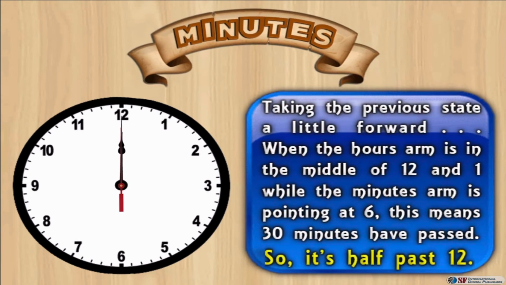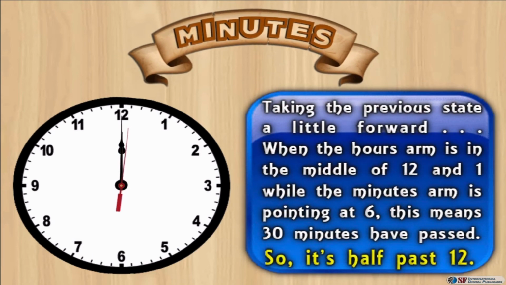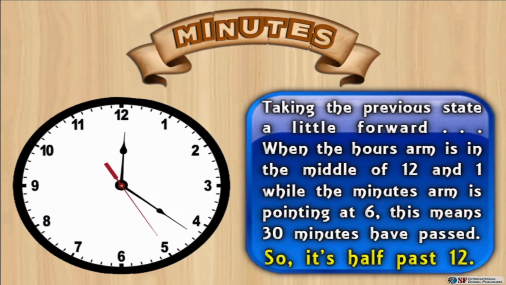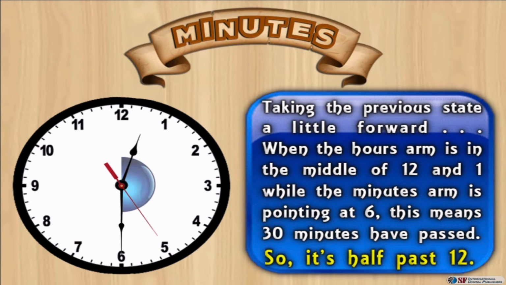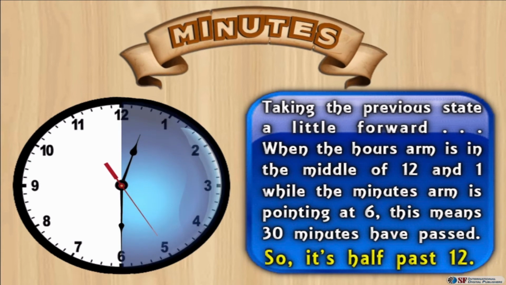Taking the previous state a little forward. When the hours arm is in the middle of 12 and 1, whereas the minutes arm is pointing at 6, this means 30 minutes have passed. So it's 12:30.